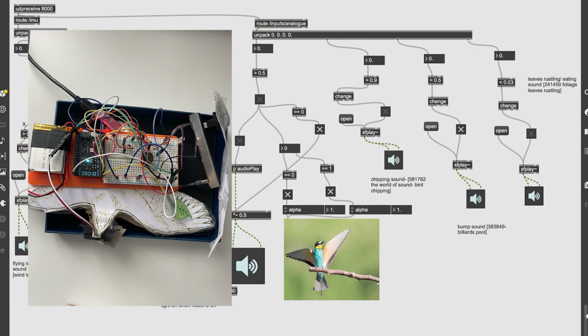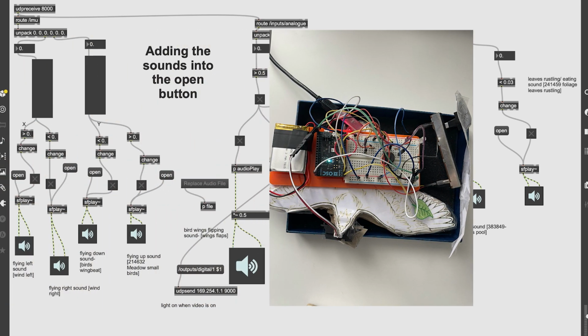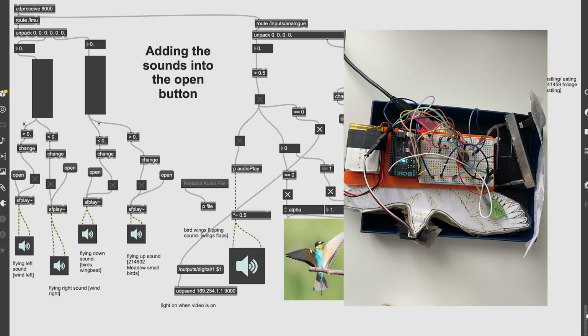This project is quite successful and it is exactly what I want it to be. It makes the user feel like they are controlling a bird. There are still a few things to improve.